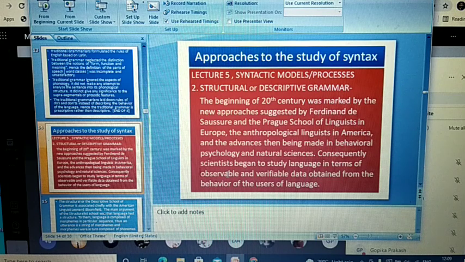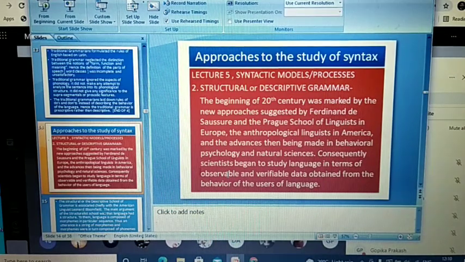So all this is the influence of structuralism. See, your Ferdinand de Saussure. Consequently, scientists began to study language in terms of observable and verifiable data obtained from the behavior of the users of language. Okay, and now we have the sign, signifier and signified.